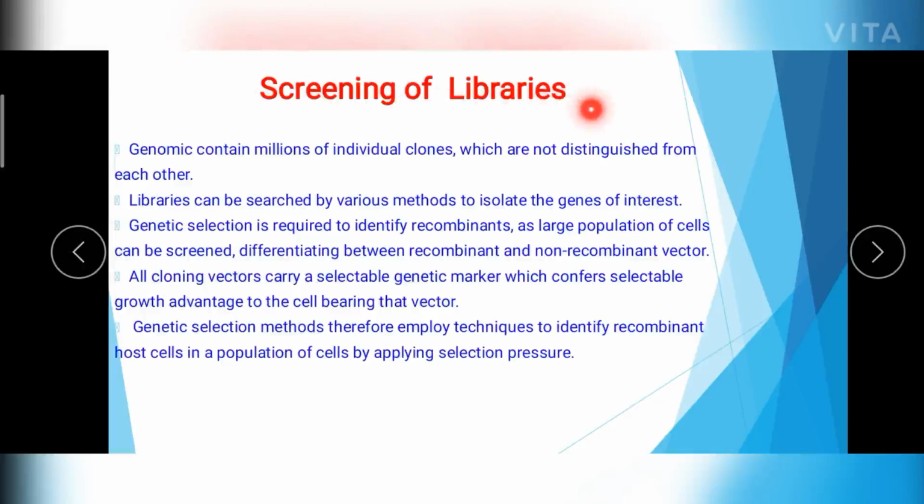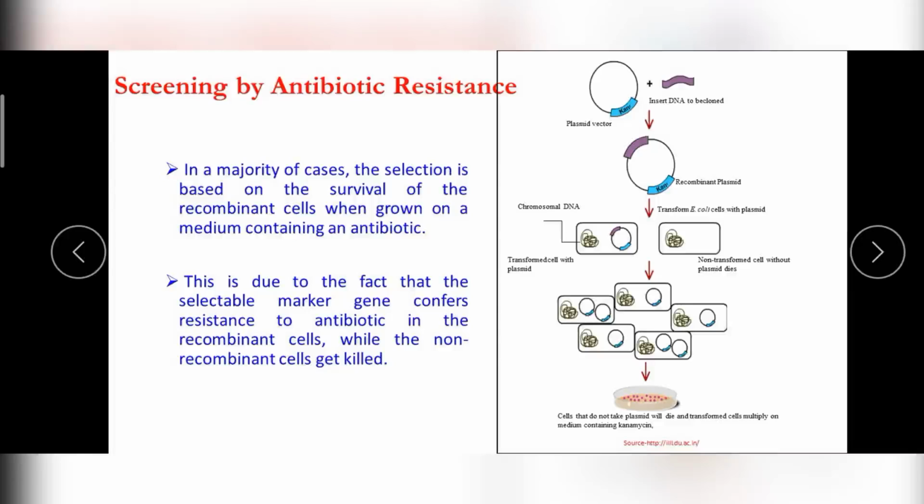Coming to the next slide, screening of libraries. Different methods are employed to identify the recombinant host cells from the population of non-recombinant cells. The first one is the antibiotic resistance marker. This is a selectable marker. When you use this marker, you can easily select the transformed cells as they are antibiotic resistant, whereas non-transformed cells are susceptible to the antibiotic. So when you plate the transformation mixture in a medium containing antibiotic, only the transformed cells, that is the recombinant cells, will have the ability to grow.